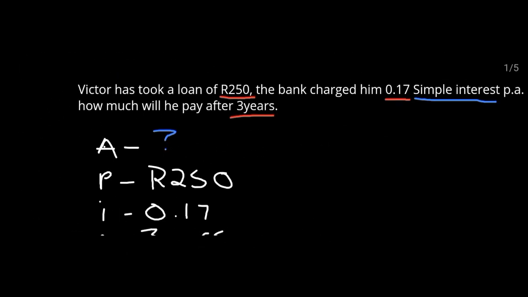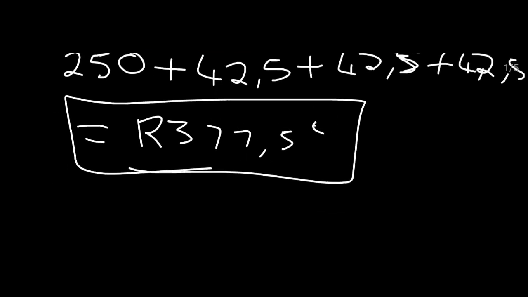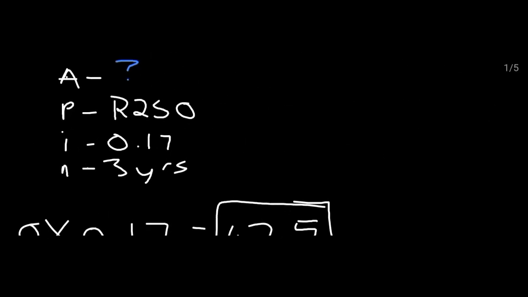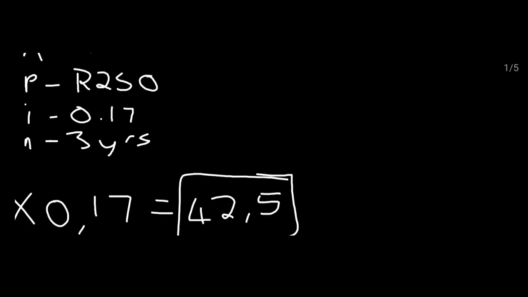This is the amount the person owes right now after the third year. Good question: how much will he pay after 3 years? After 3 years the person will pay 377.5 rand. This is how much this person will pay.